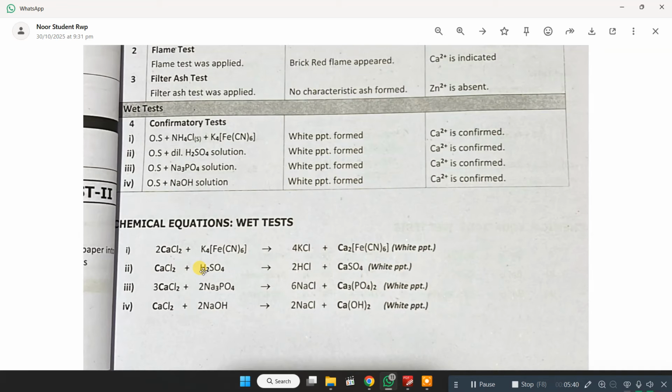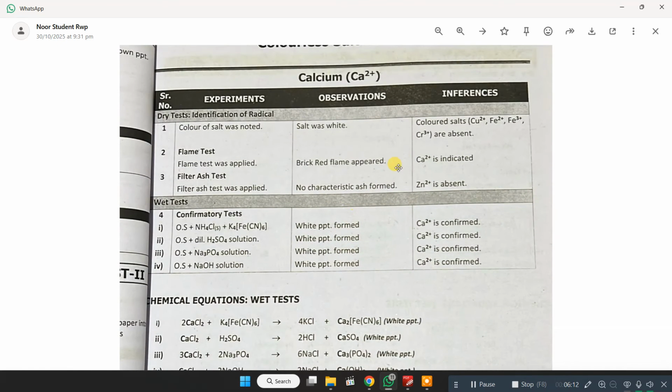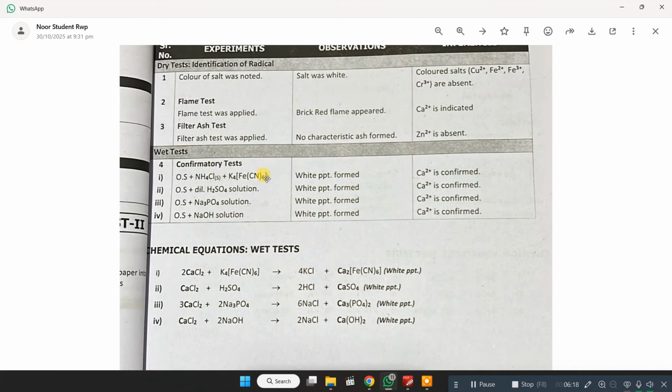In the third one, there is another combination, with sodium phosphate. Sodium phosphate is also a salt, and we are going to combine it with the calcium chloride, and as a whole we obtain sodium chloride, another salt, and the calcium salt of the phosphate that will also have a white color. All the precipitates formed in the confirmatory tests are white. This white color continuously indicates that the ion present here is the calcium ion, which is purely white. The salt we took was also purely white.